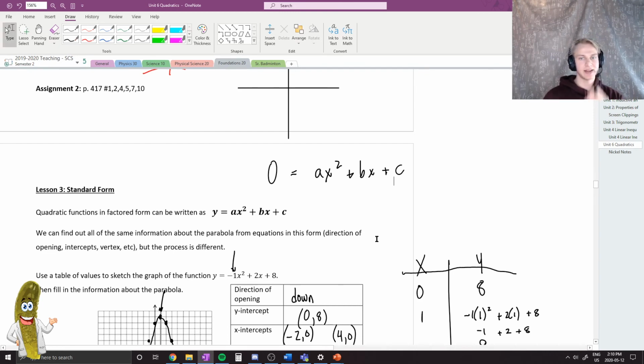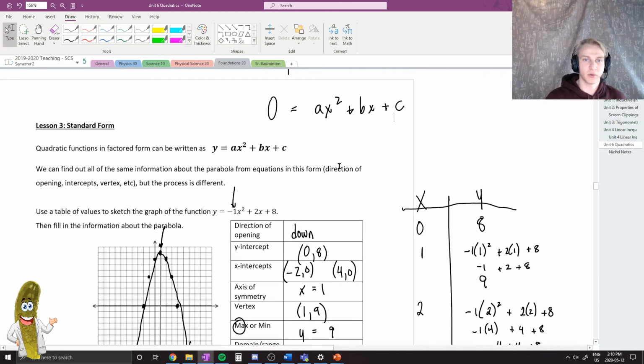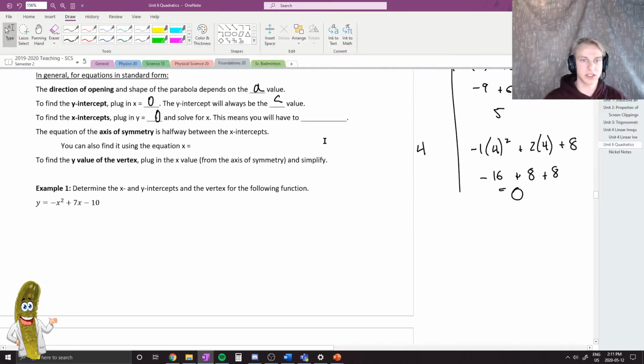And that is not an inherently easy equation to solve for. In order to solve for that, you'll actually need to factor. So you'll have to flash back to your grade 9 skills and we'll need to factor in order to solve for that. The equation of the axis of symmetry is always halfway between the x-intercepts.